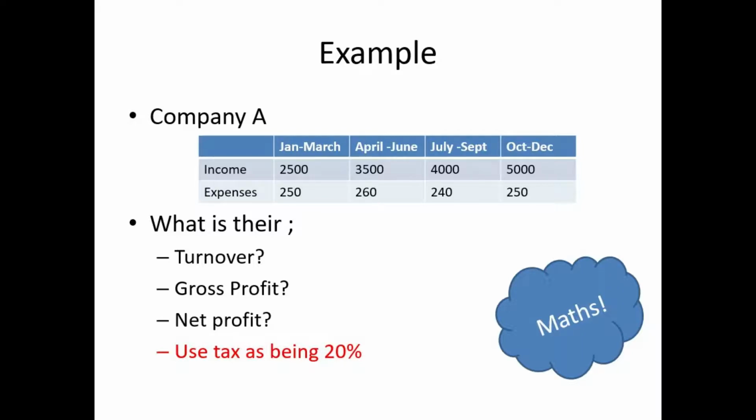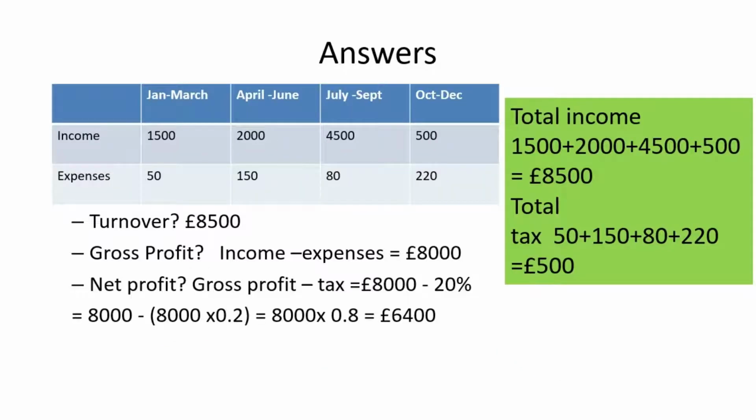So how did you do? To get your turnover, you should have added up the total income for the year. Now we can see on the table that the figures we have are for quarters of the year. We have a column for January to March, a column for April to June, a column for July to September, and finally a column for October to December. So the total income for the year is those figures added together, which is also our turnover.